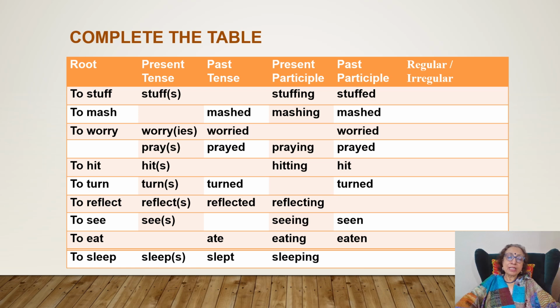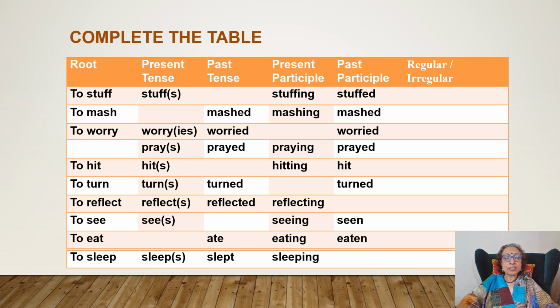Here is an exercise for you to do, a test, where a table is given to you and some columns in this table are blank. Nothing has been put there. You have to complete those blanks, and then you have to also say whether the verb is regular or irregular.